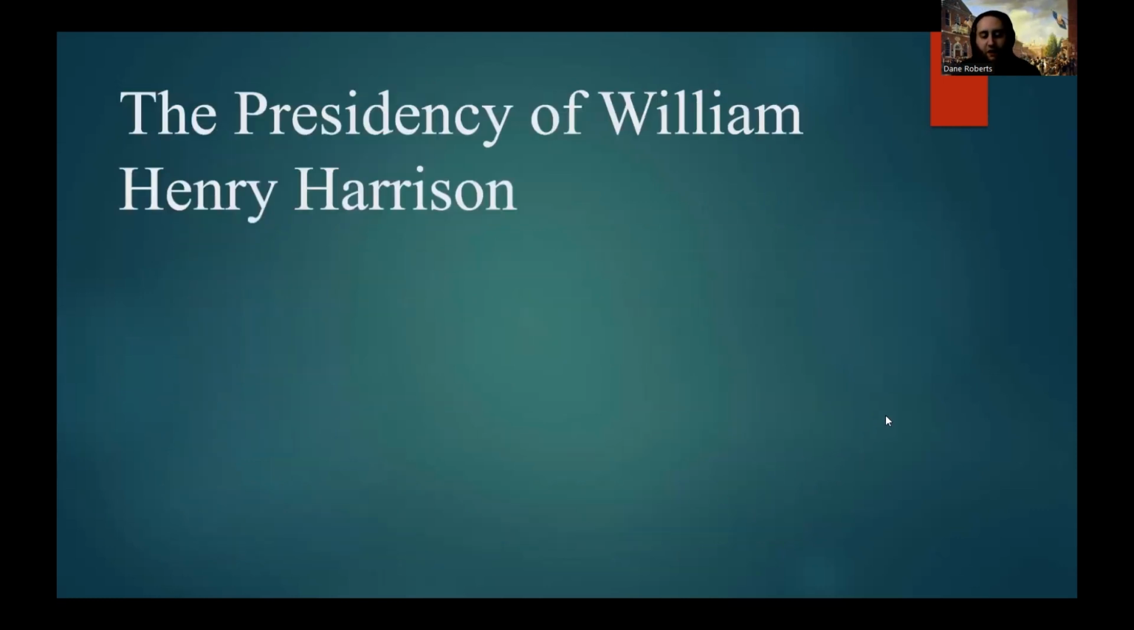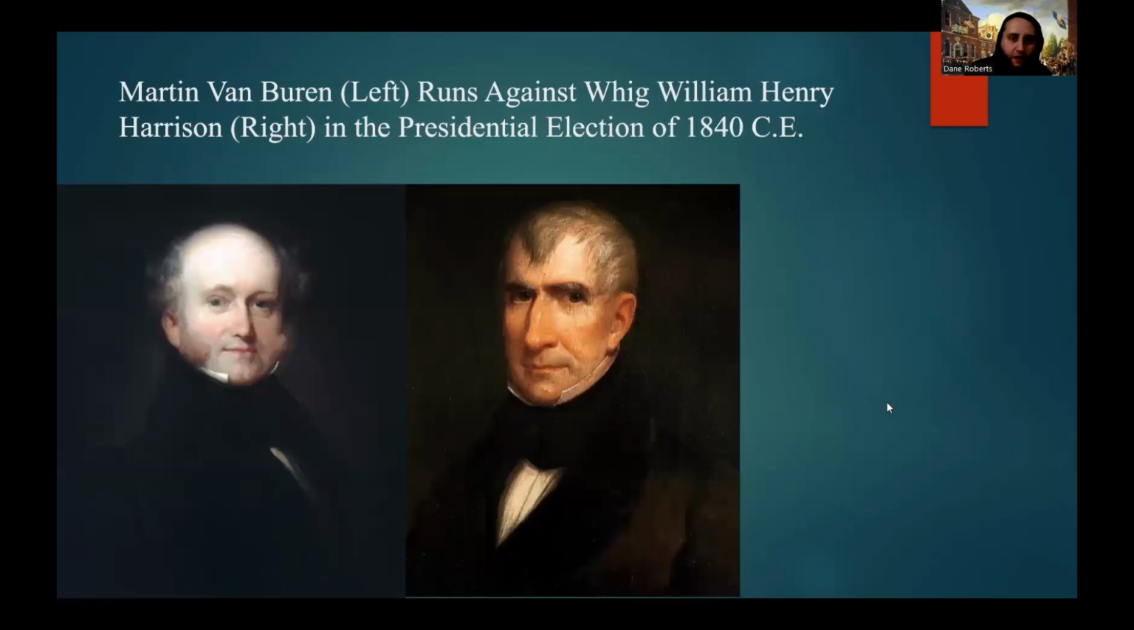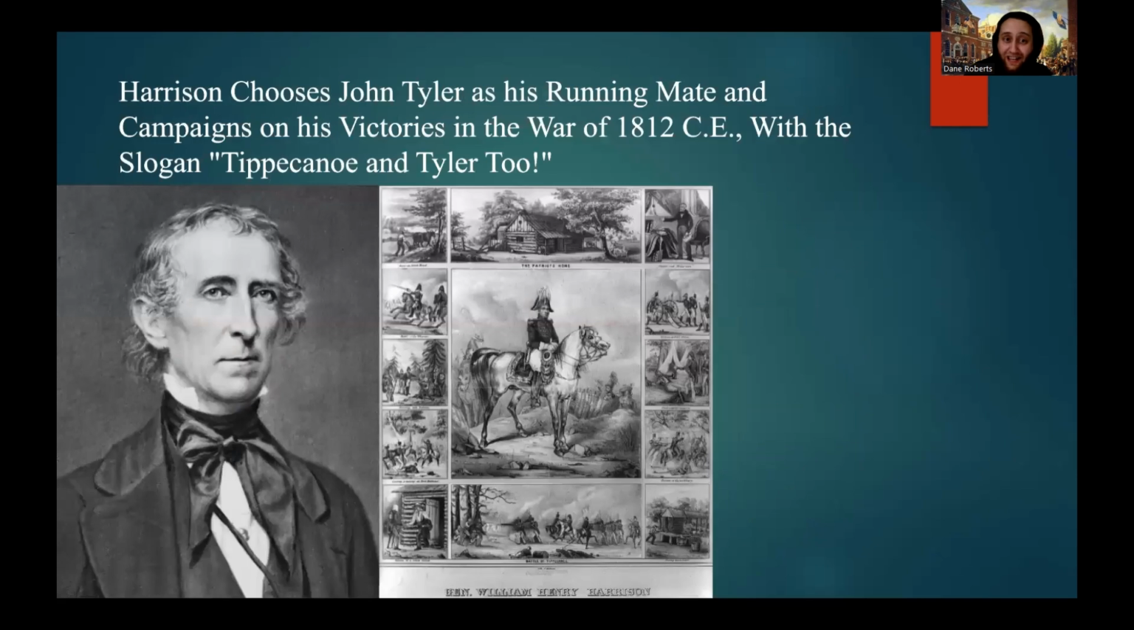Now, this brings us to our next section, the presidency of William Henry Harrison. So, in the election of 1840 CE, Martin Van Buren would run against Whig William Henry Harrison, with Harrison choosing John Tyler as his running mate, and Harrison, much like Jackson, campaigning on his victories in the War of 1812 CE with the slogan of Tippecanoe and Tyler too. Tippecanoe being the Battle of Tippecanoe that Harrison won against Tecumseh's Pan-Native American Confederacy the year before the War of 1812 CE.